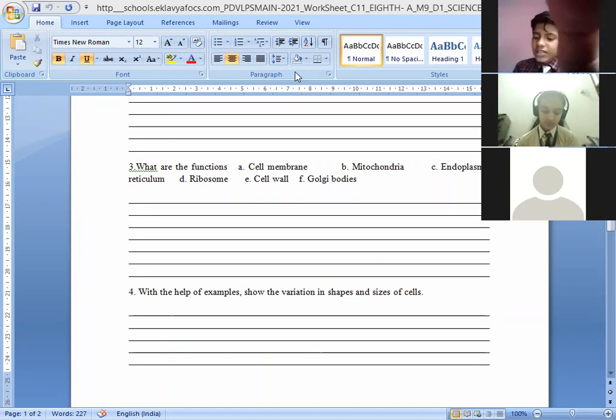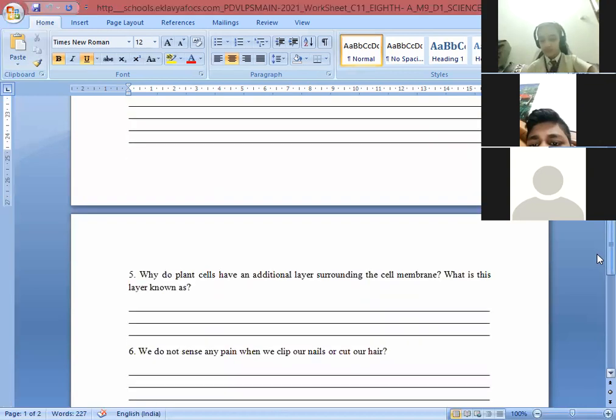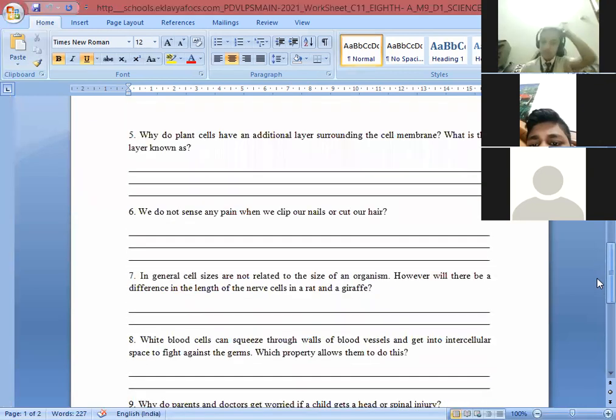The smallest cell is 0.1 to 0.5 micrometer, in bacteria. And the largest is the egg of an ostrich, 170 millimeter to 130 millimeter. So you can write down. First of all, you will write about the shape and then you will write about the size. Next question: why do plant cells have additional layers surrounding the cell membrane?